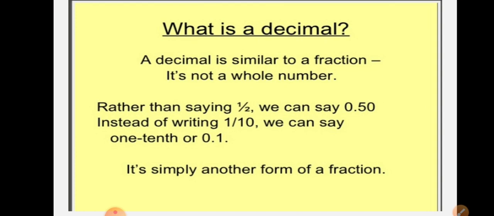What is a decimal? A decimal is similar to a fraction. It's not a whole number. Only one part is there. Before the decimal, one whole number is given. Rather than saying 1 upon 2, we can say 0.50. Instead of writing 1 upon 10, we can say 1/10 or 0.1. It's simply another form of a fraction.